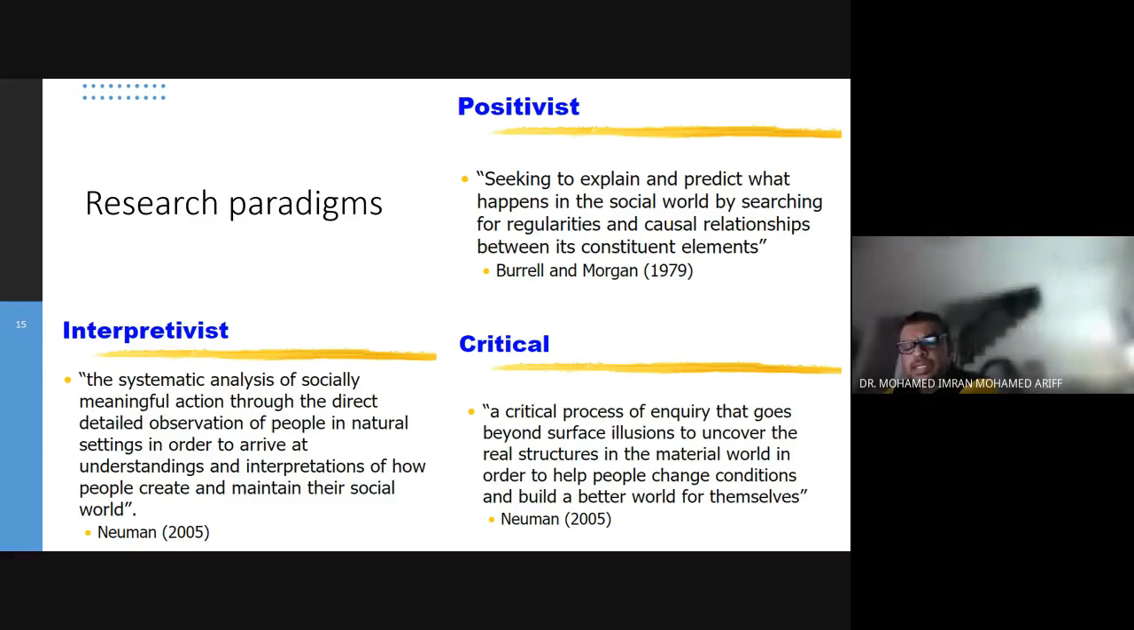Interpretive ni lain sikit. The systematic analysis of socially meaningful action through the direct detailed observation of people in natural setting and in order to arrive at understanding and interpretation of how people create and maintain their social world. So what is this all about? Panjang ni. So this one, awak akan cuba interpretkan what people are saying. So Syamimi, interpretive ini bermaksud kualitatif. You will try to interpret what people are saying.